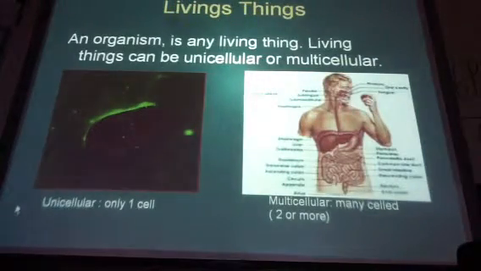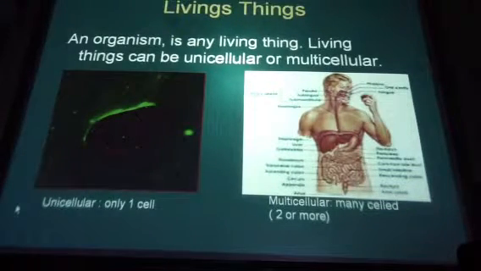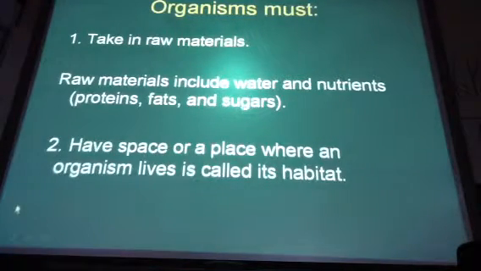Living things. An organism is any living thing. Living things can be unicellular, which means one-celled, or multicellular, which is two or more. Organisms must take in raw materials. Raw materials include water and nutrients, proteins, fats, and sugars. And two, have the space or a place where the organism lives, which is called a habitat.